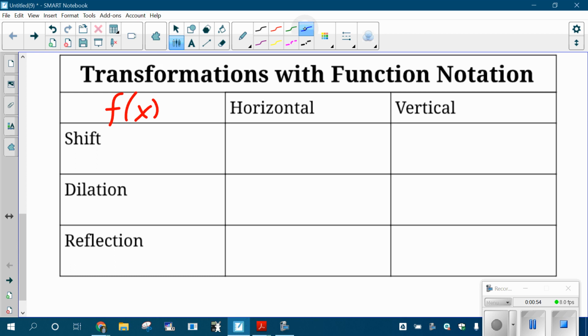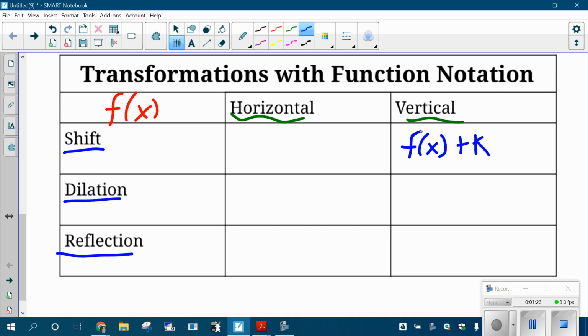There are three main ways you can change a function. You can shift it, you can dilate it, or you can reflect it. Okay, you can do all three of these things either horizontally or vertically. Okay, let's start with the vertical stuff. If you want to shift a graph vertically, you're going to be shifting it up or down. And the way to do that is to take your function and add a constant on the outside.